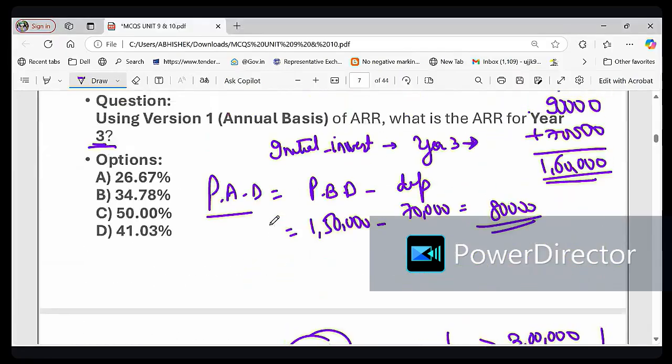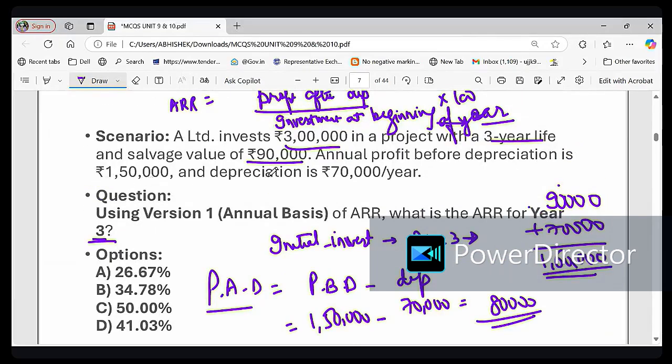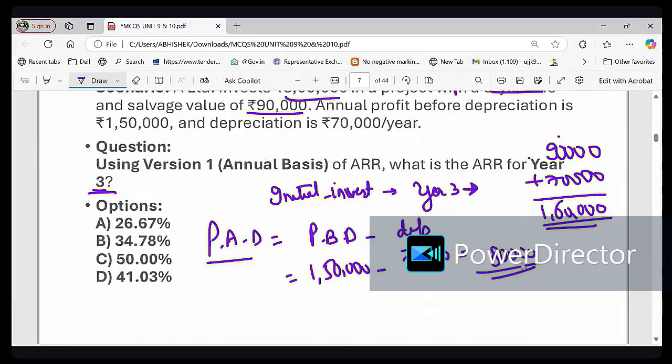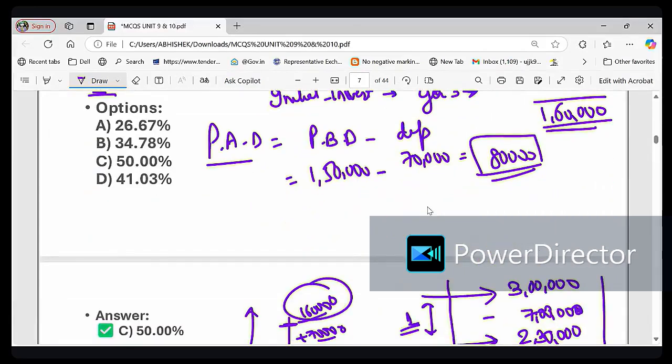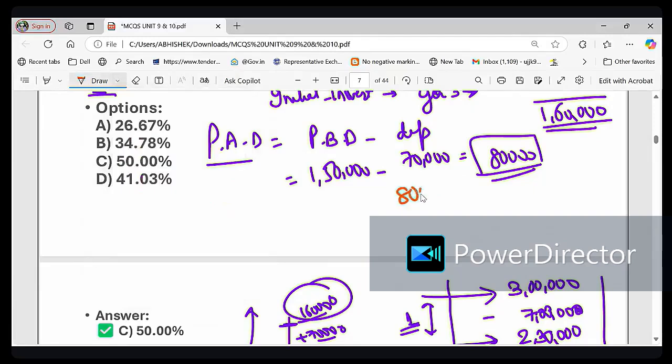Now let's come back to this question. So I think PAD you can easily calculate: profit before depreciation minus depreciation. So what is profit before depreciation? 1,50,000 minus 70,000. So it is how much? 80,000, right? Now just apply the formula. In the numerator, you will write the profit after depreciation, which is 80,000, divided by 1,60,000. So how much is the answer? Can you tell me what is the answer? It is 50%, right? So the answer is option number C, right?